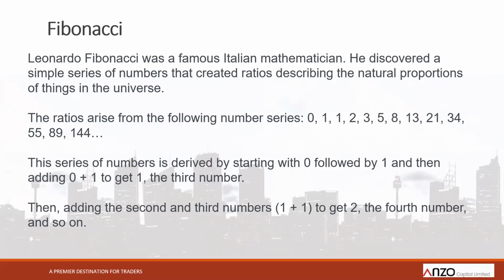Now, the Fibonacci that you all see in the forex market was actually gotten from a famous Italian mathematician named Leonardo Fibonacci. He discovered a simple series of numbers that created ratios describing the natural proportions of things in the universe. Now, the beautiful thing about the Fibonacci sequence is that it can explain almost everything. It's applied in almost everything in the universe.